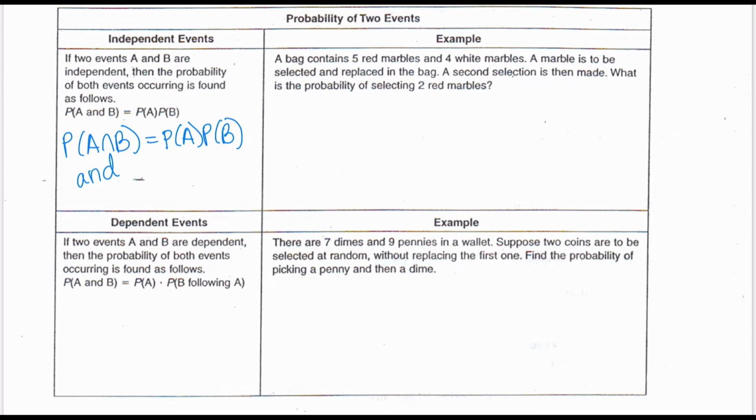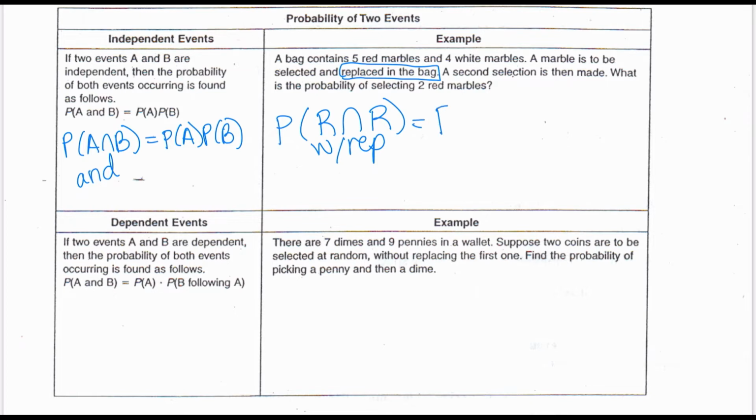Example, a bag contains 5 red marbles and 4 white marbles. A marble is to be selected and replaced in the bag. Make sure that you keep track of the fact that it is with replacement. A second selection is then made. What is the probability of selecting 2 red marbles? So selecting 2 red marbles means finding the probability that the first marble is red, and then that you go back to the bag and pick a second marble that is also red, and this is with replacement.